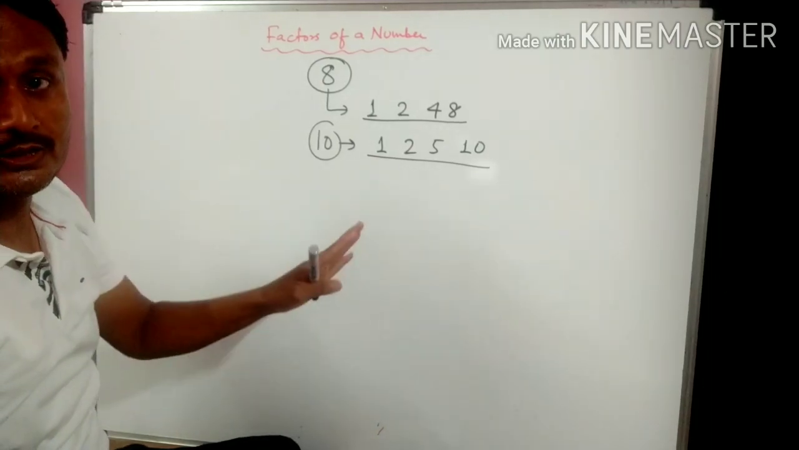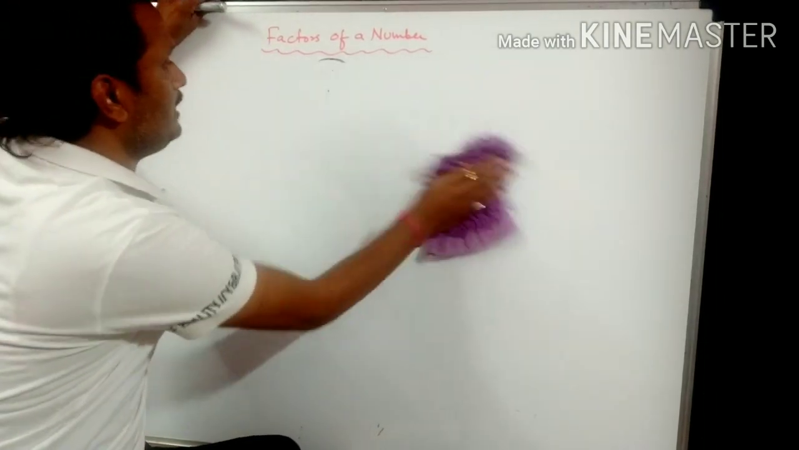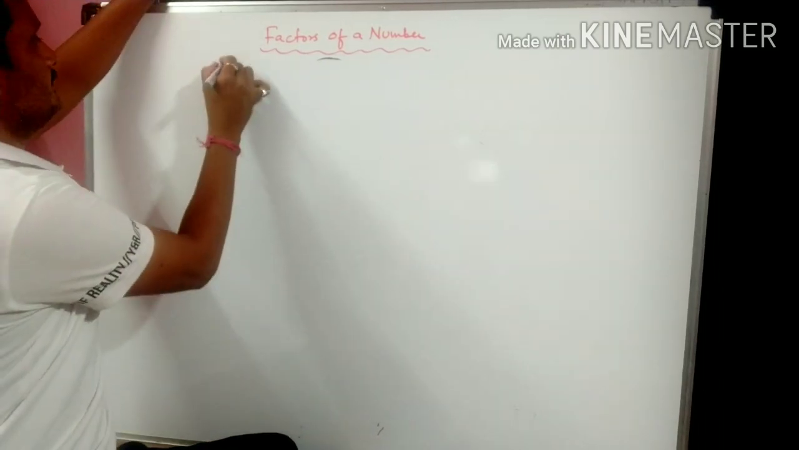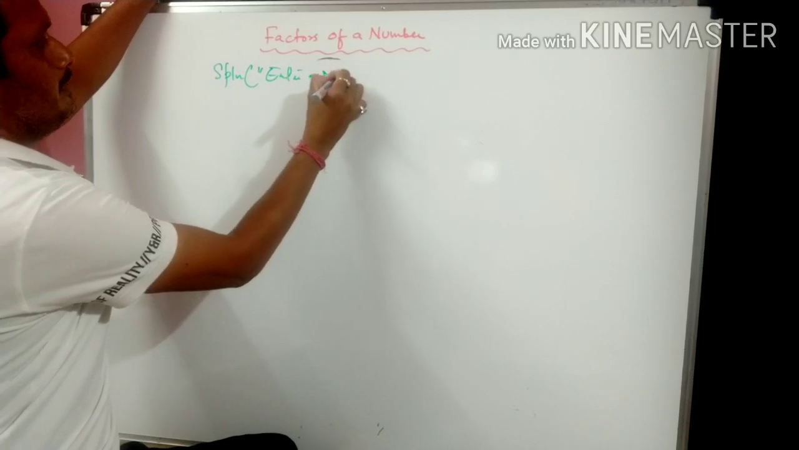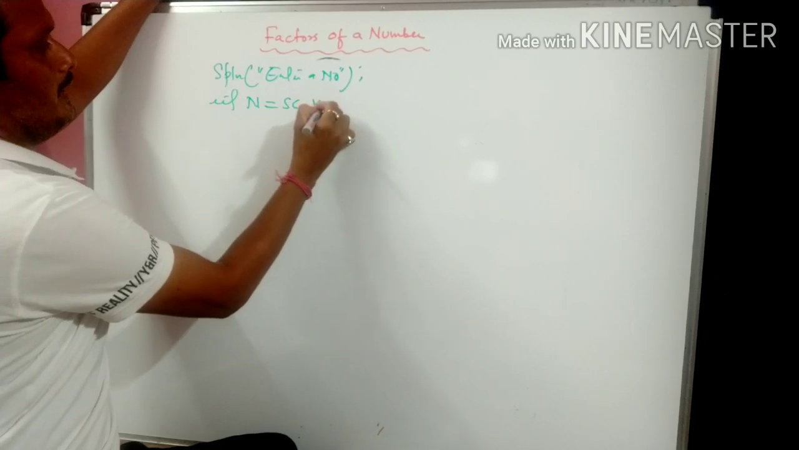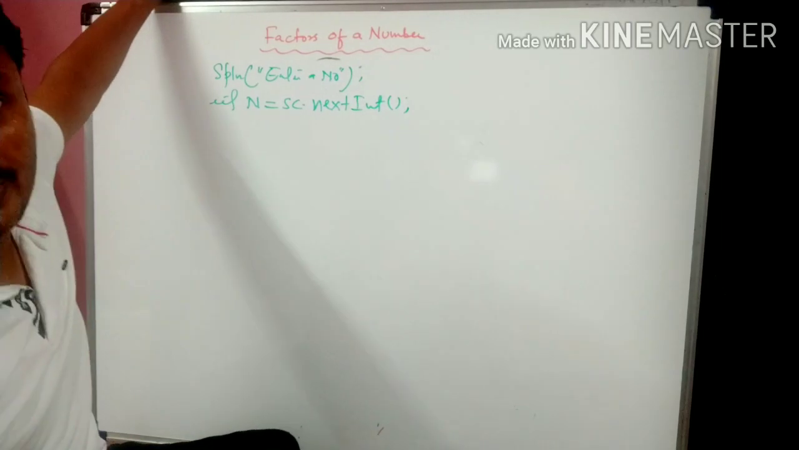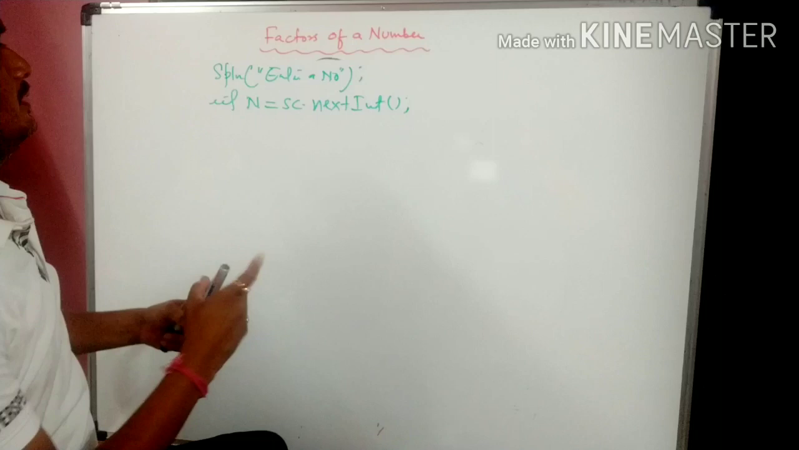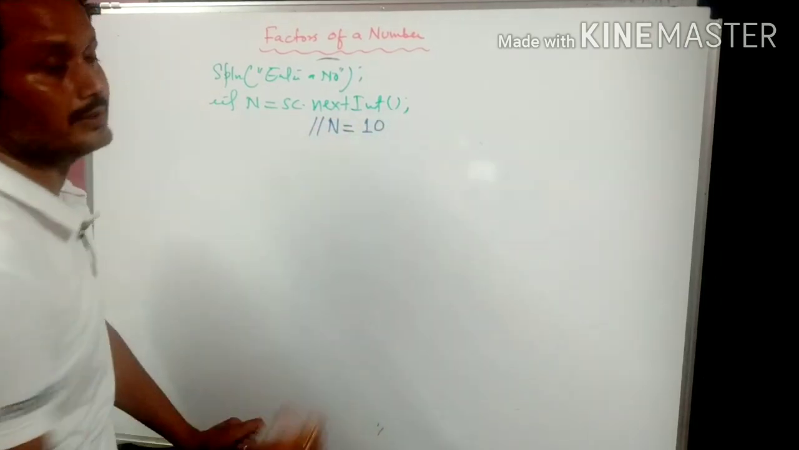We'll explain the logic using a for loop. Alright, suppose we input a number. This is the way to input a number. Enter a number. So here, int n = sc.nextInt(). This is the way to input a number, sc.nextInt(). Suppose the value of n is 10.